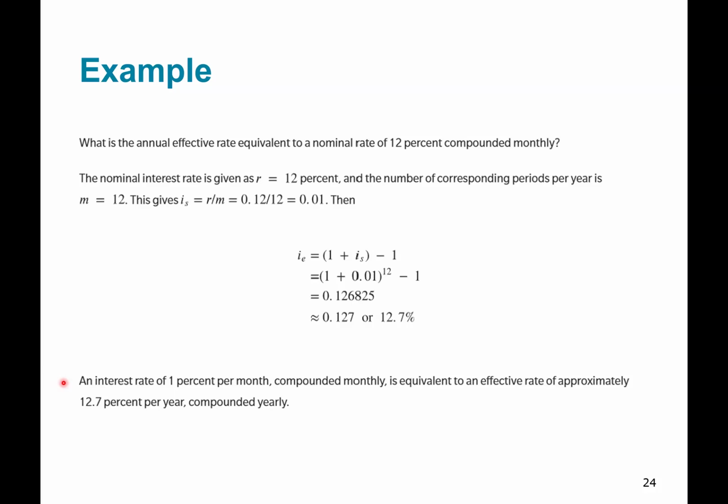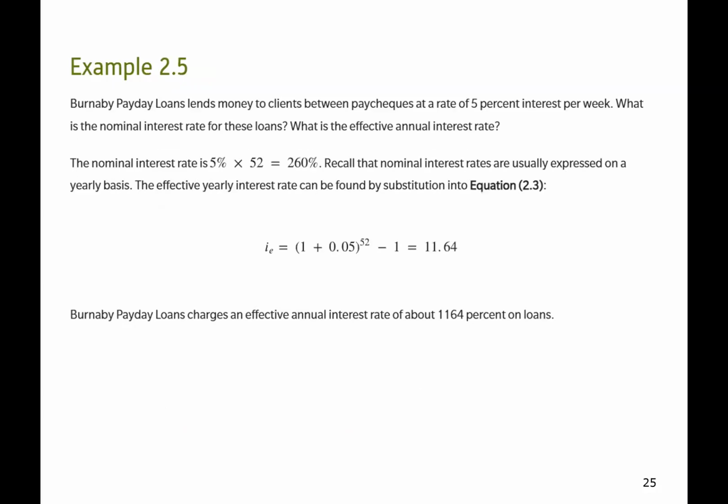An interest rate of 1% per month compounded monthly is equivalent to an effective rate of approximately 12.7% per year compounded yearly. In this method, we are converting what would be seen as a relatively straightforward understanding of 1% per month, or 12% compounded monthly. But if you want to convert that into an annualized compounded amount, then that gets to 12.7% because you have to factor in the compounding effect. Let's go to the next example.